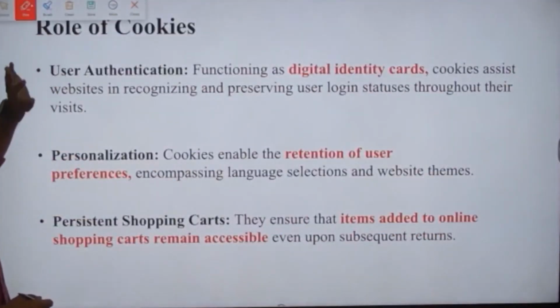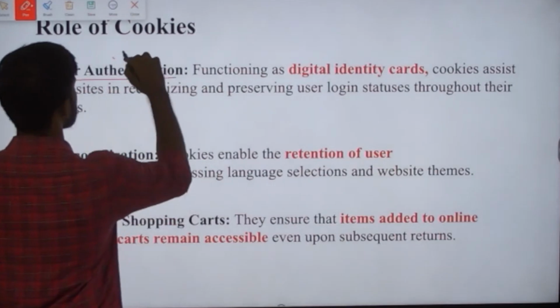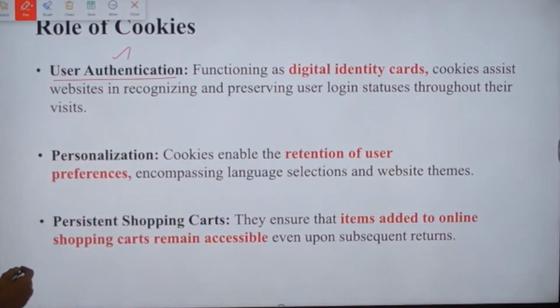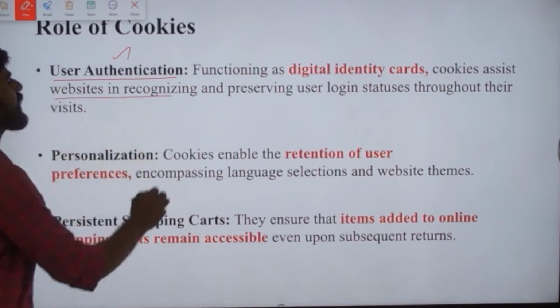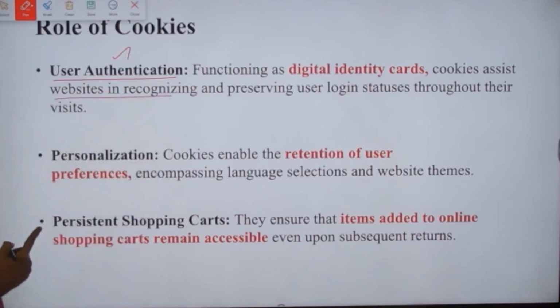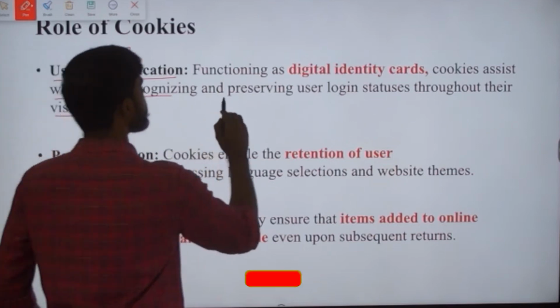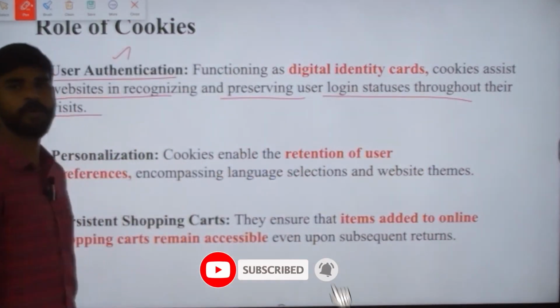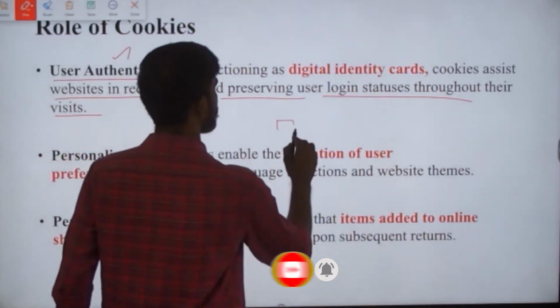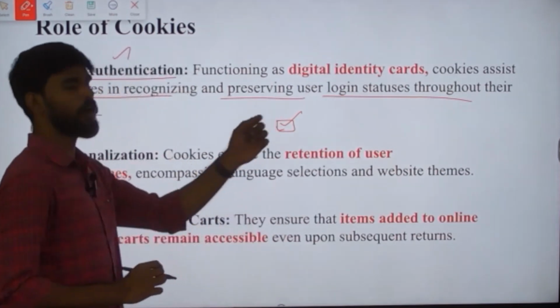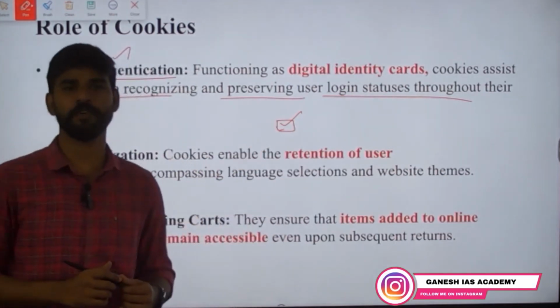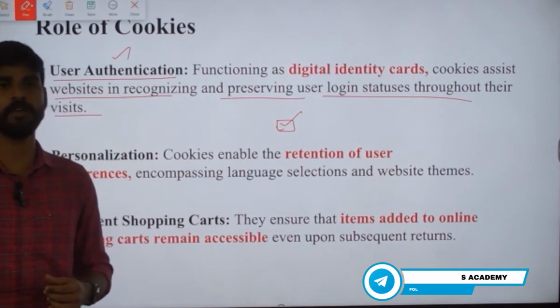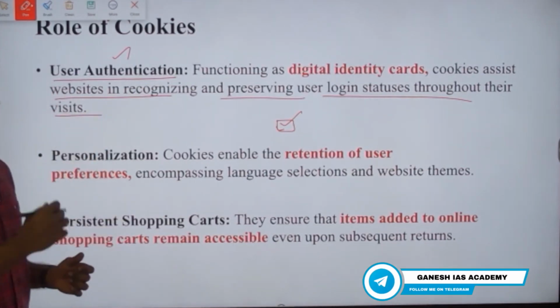Now let us understand what is the role of a cookie. First is user authentication. That is its first application or first role, functioning as a digital identity card. These cookies function as a digital identity card and they assist websites in recognizing and preserving user login status throughout their visits. This we might have noticed. We'll be asked to check a box so that the login ID and password will be saved. So that information will be saved as a cookie. It is like a digital identity card.